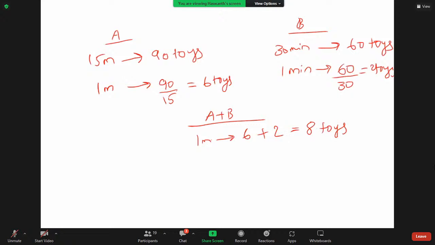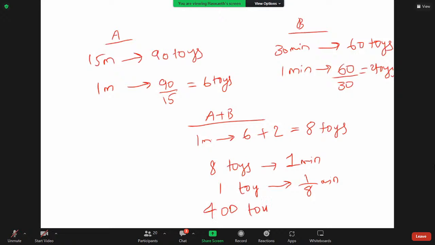Then, to produce 8 toys, if it takes 1 minute, then one toy will take less time. So divide: 1/8 of a minute. If it is 400 toys, then here we multiply 400 into 1/8, which we get as 50 minutes.